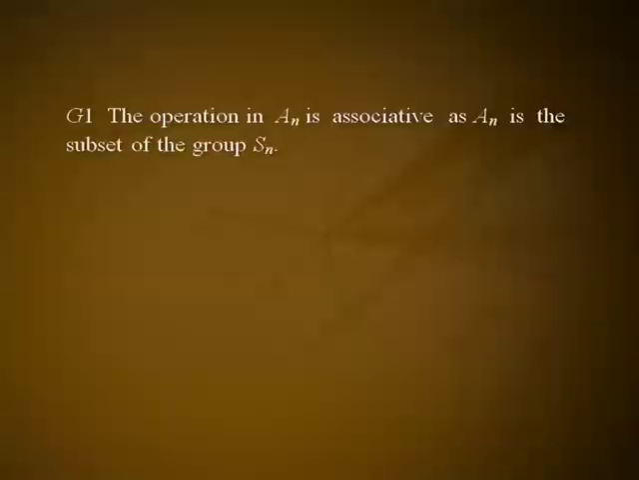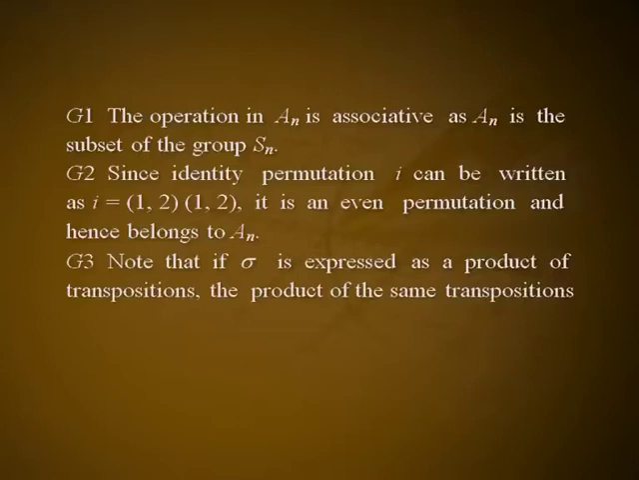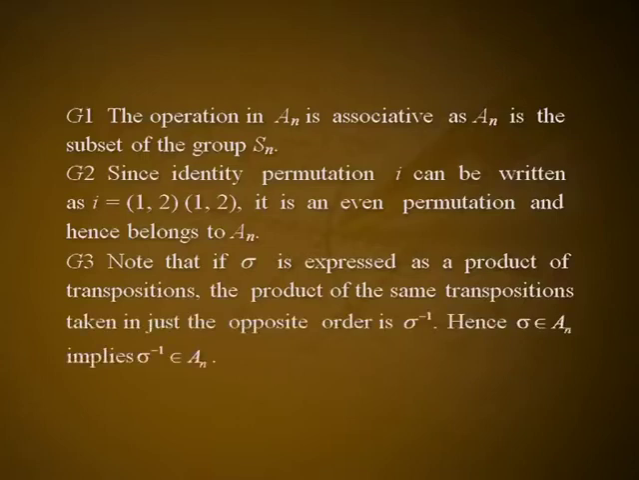G1. The operation in An is associative as An is a subset of the group Sn. G2. Since the identity permutation I can be written as I equals (1 2)(1 2), it is an even permutation and hence belongs to An. G3. Note that if sigma is expressed as a product of transpositions, the product of the same transpositions taken in just the opposite order is sigma inverse. Hence, sigma belonging to An implies sigma inverse belongs to An. Hence, An is a group. But note that An is not an abelian group since permutation multiplication is not commutative.